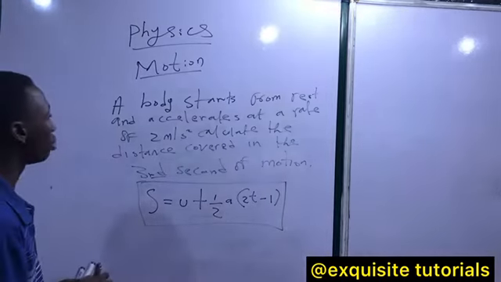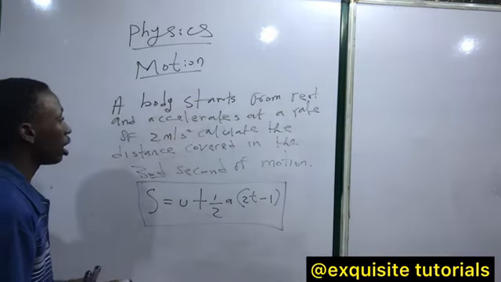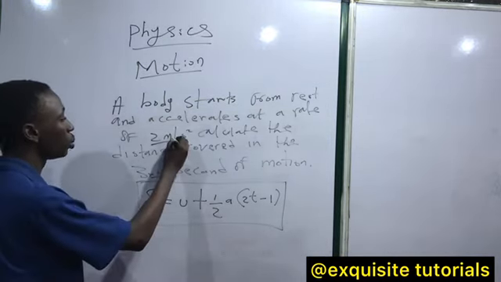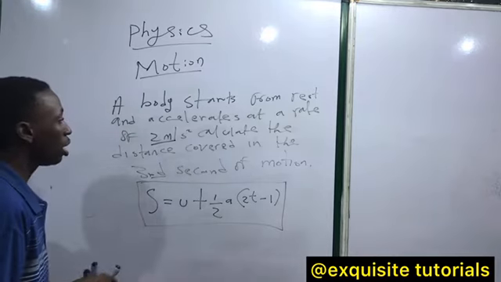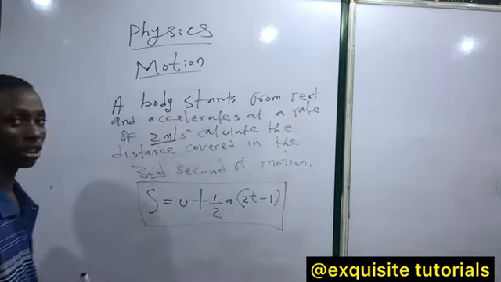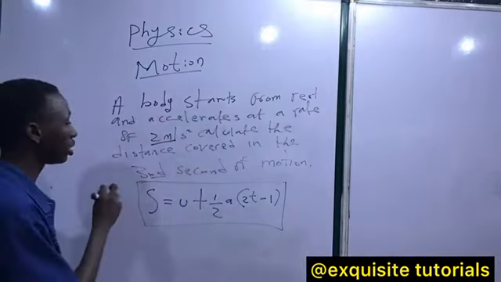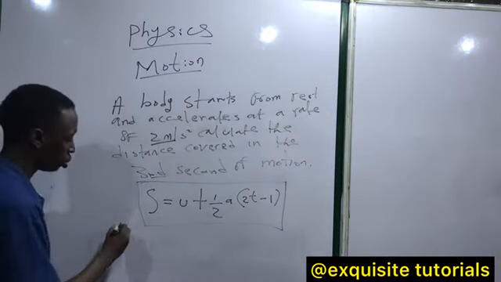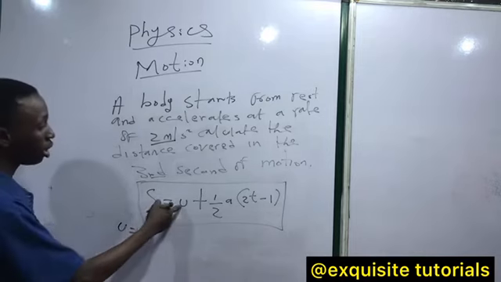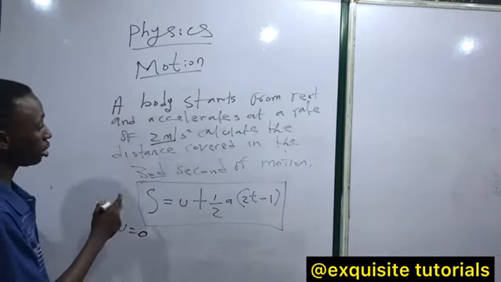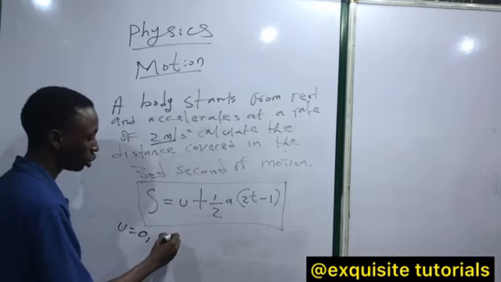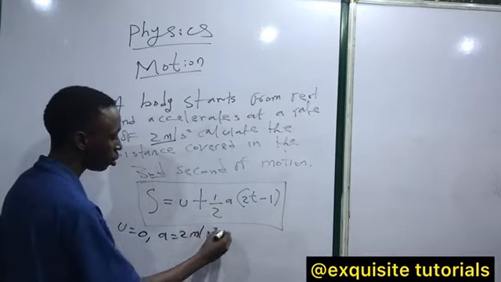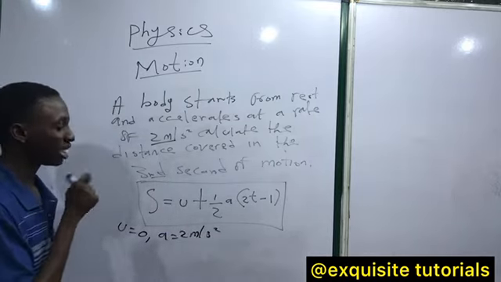They said the body starts from rest and accelerates at a rate of 2 meters per second square. Calculate the total distance covered in the third second of motion. That means we know that the body starts from rest, so we know that u is equal to 0, right? Now we know that the body accelerates at a rate of 2 meters per second square, so acceleration is equal to 2 meters per second square. We are also to calculate the total distance in the third second of motion.